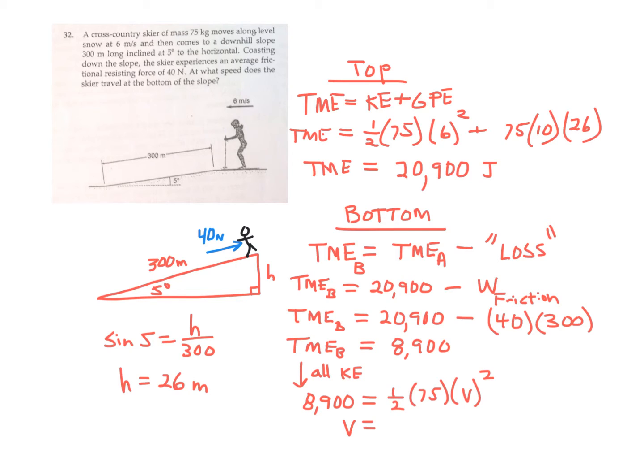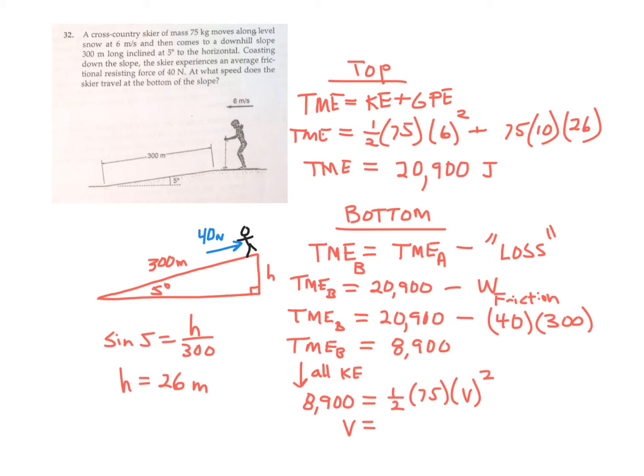They're starting at the top with a total mechanical energy of the kinetic energy plus the GPE. So going up over here to the top, I've calculated the kinetic energy and the GPE, which is relative to the height of 26 meters. So you have your mgh right there and your 1/2 mv squared over here. Add those together, the total mechanical energy at the top is 20,900 joules.